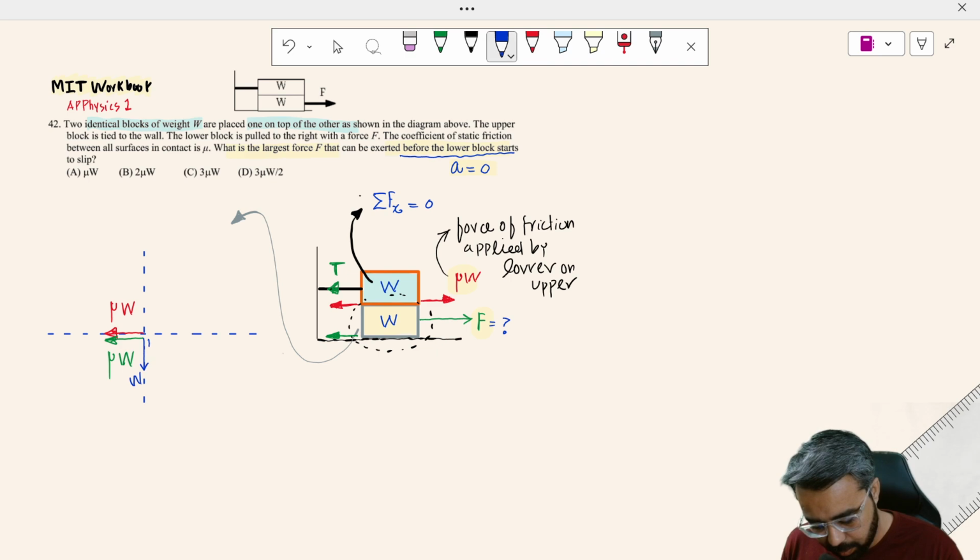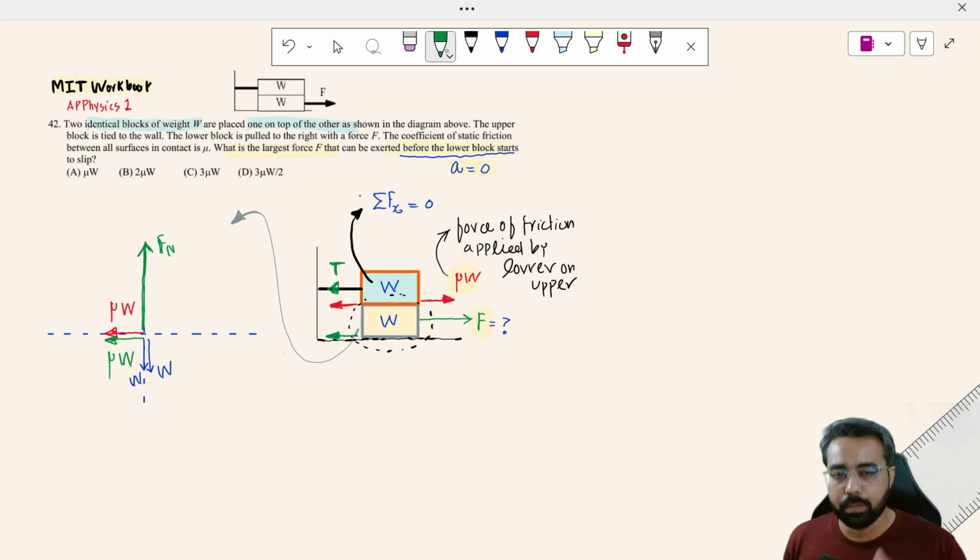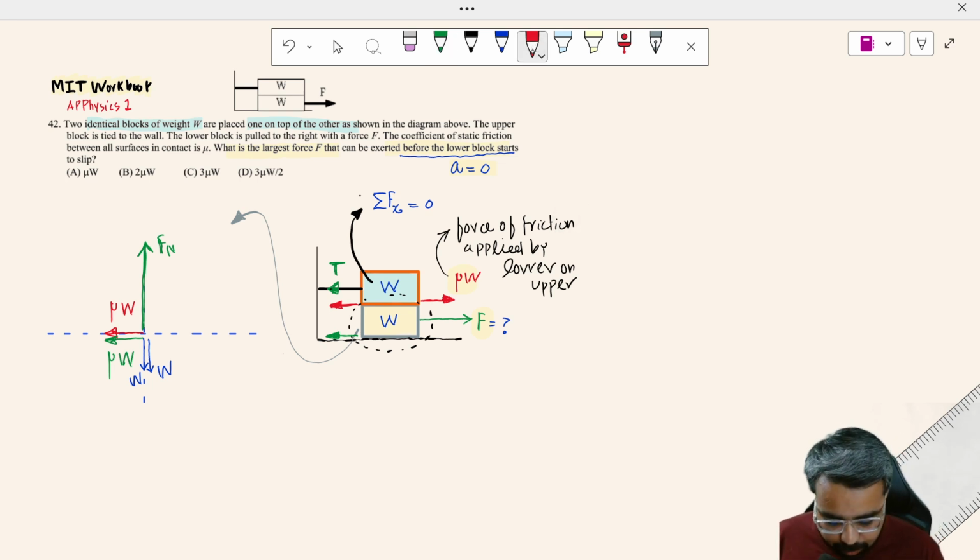The other three forces are these ones: W, the weight of the lower block, and the weight of the upper block. The balancing force is this one, the normal force exerted on the lower block by the ground. And what about this force? This force is F, the applied force.